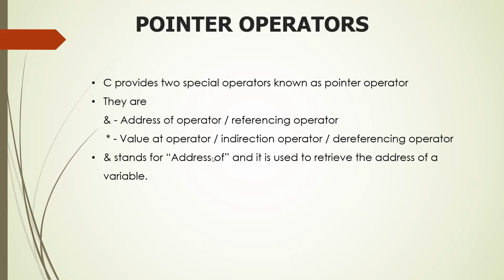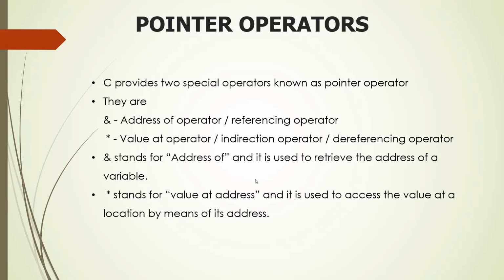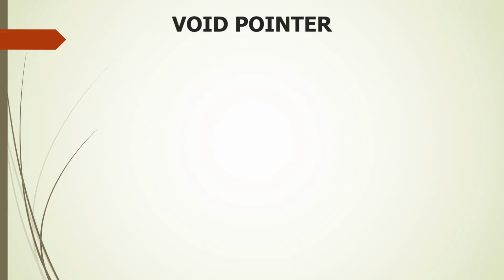Ampersand stands for address of, and it is used to retrieve the address of a variable. Star stands for value at address, and it is used to access the value at a location by means of its address. C provides these two special operators. We saw that now. Now we are going to discuss special types of pointers that are supported in C.